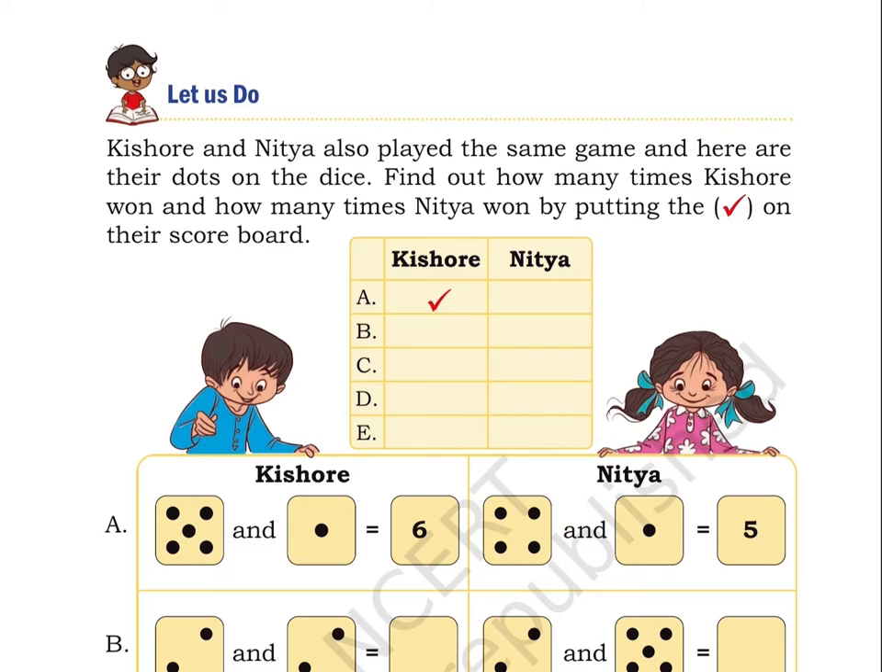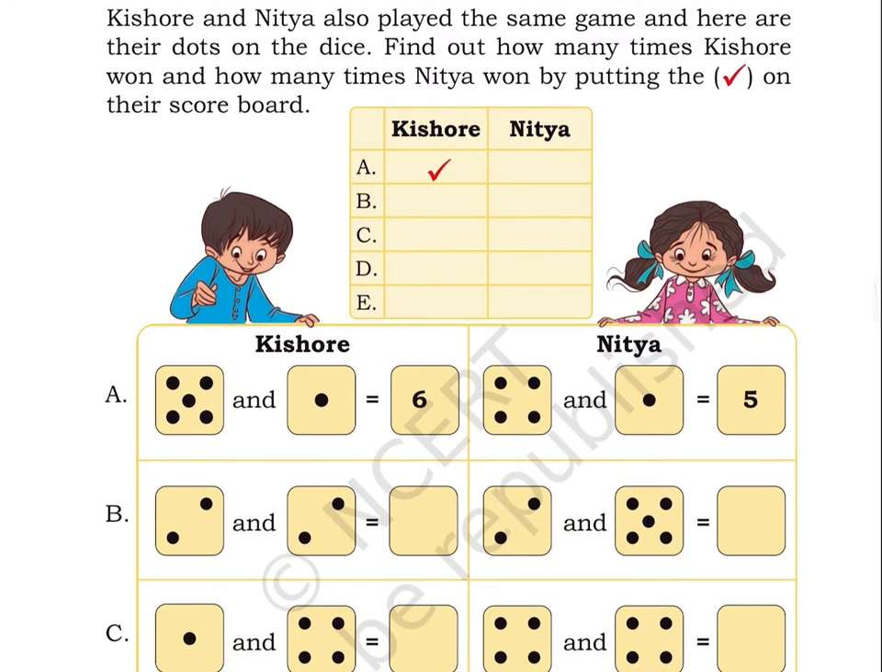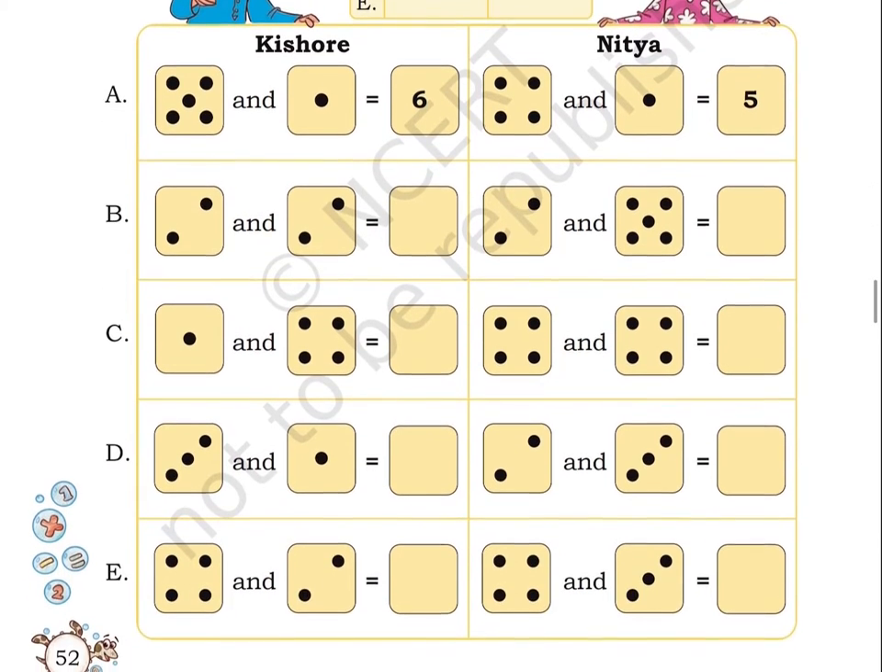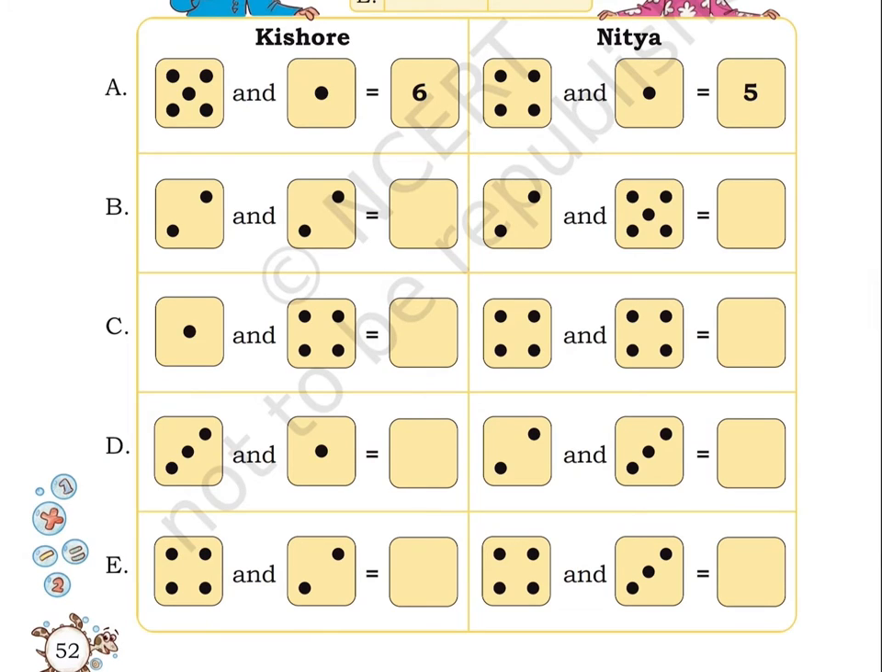A. For Kishore, 5 and 1 dot is equal to 6. For Nitya, 4 and 1 dot is equal to 5. B. For Kishore, 2 and 2 is equal to blank. For Nitya, 2 and 5 dots is equal to blank. C. For Kishore, 1 and 4 dots is equal to blank. For Nitya, 4 and 4 dots is equal to blank.